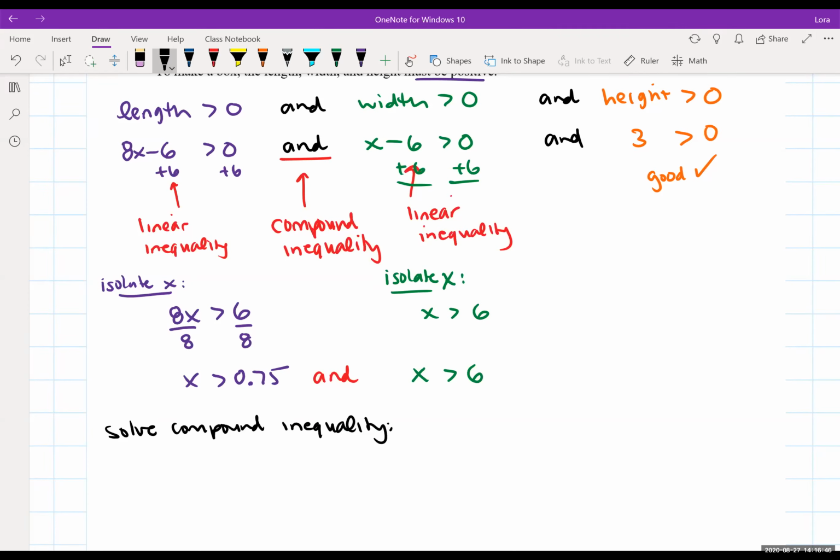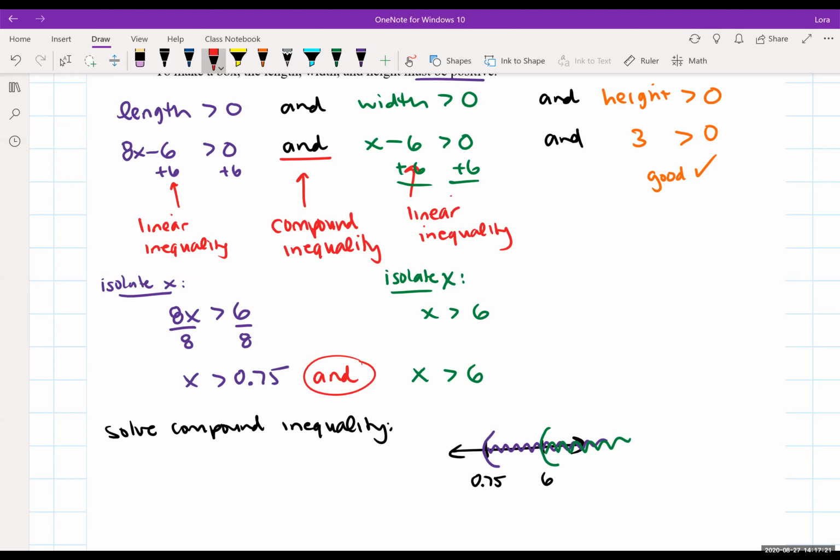Got to solve the compound inequality. And when we do that, I do a quick picture. I plot 0.75 in relation to 6. And then I'm just trying to understand, if I'm talking about x is greater than 0.75, it would be shading to the right, and I would have a parenthesis opening up to where I shade. If I talk about x is greater than 6, I would be shading to the right of 6, and I would have a parenthesis opening up to where I shade.